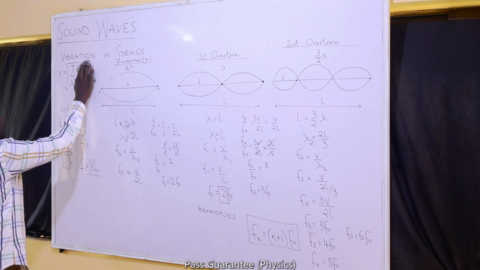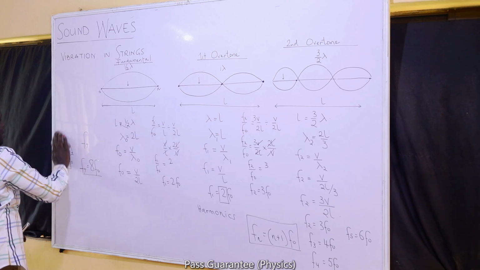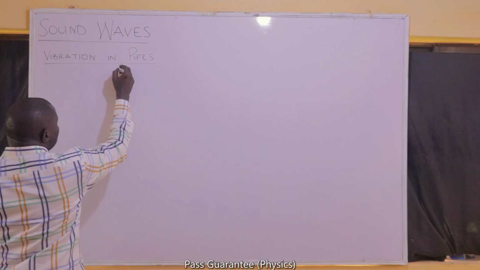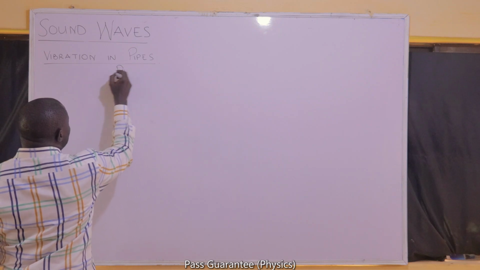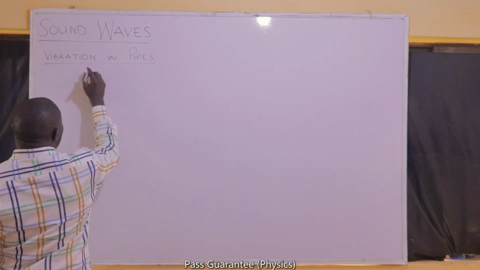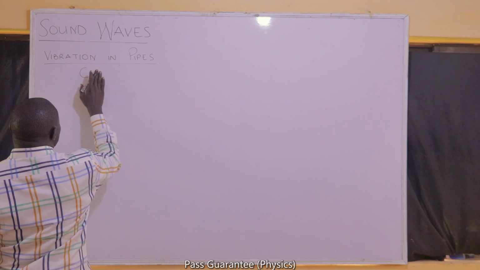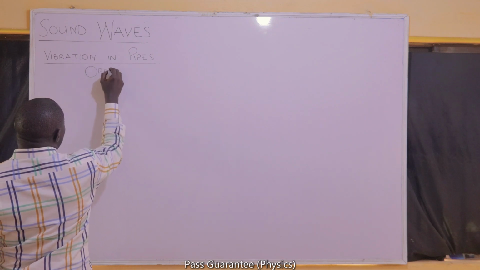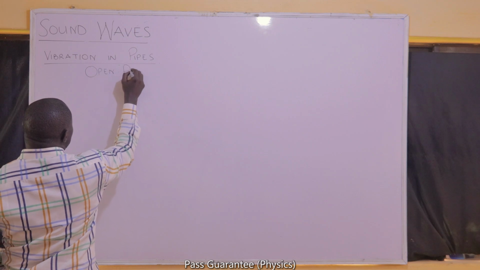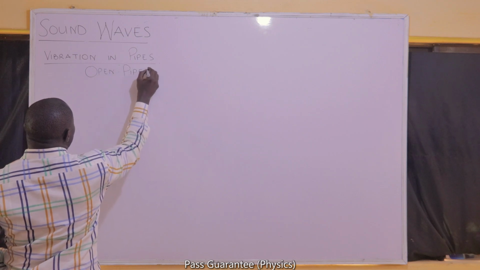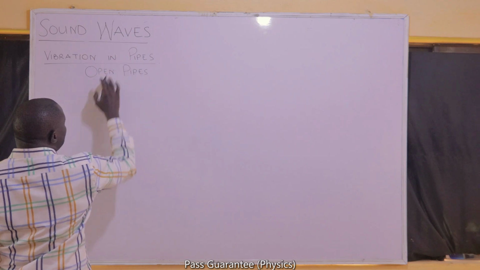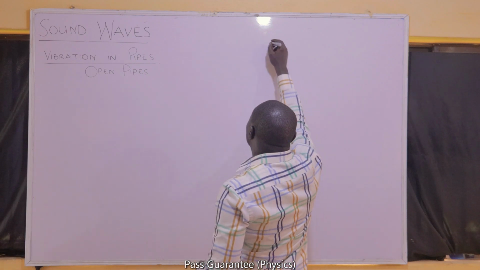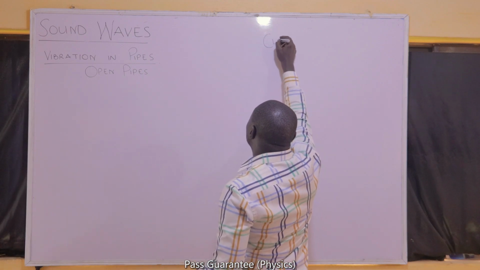We'll now continue with vibrations in pipes. There are 2 different types of pipe that we are going to be looking at. We are going to be looking at closed pipes or open pipes. Let us look at open pipes first, because that is simpler and it looks very much like the string that we are coming from. Then we have closed pipes.